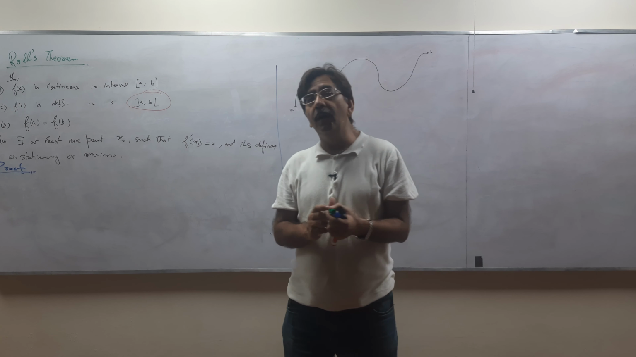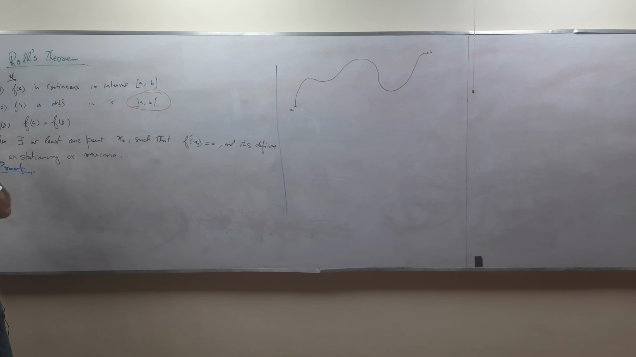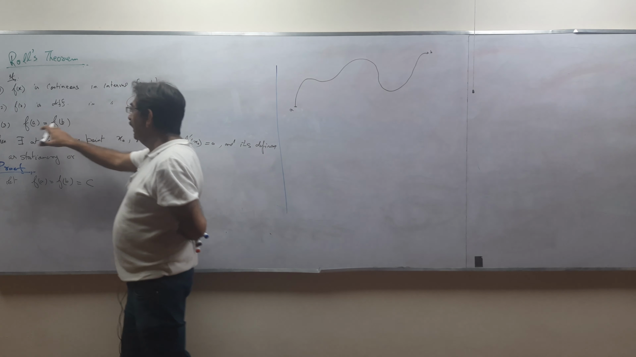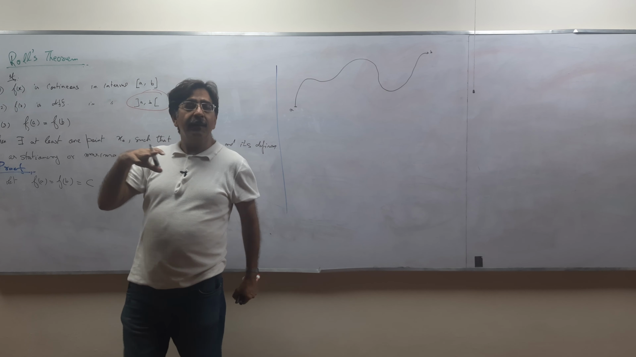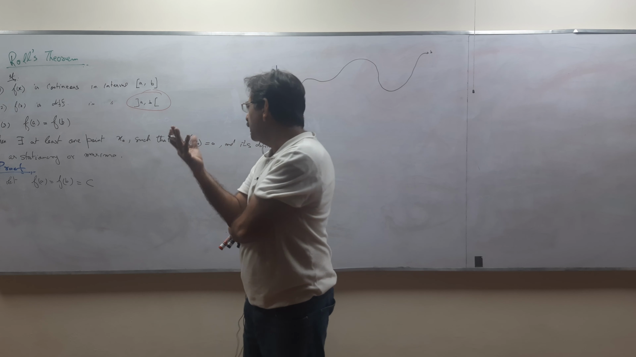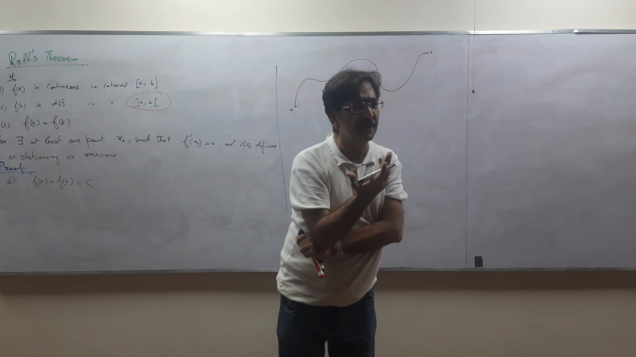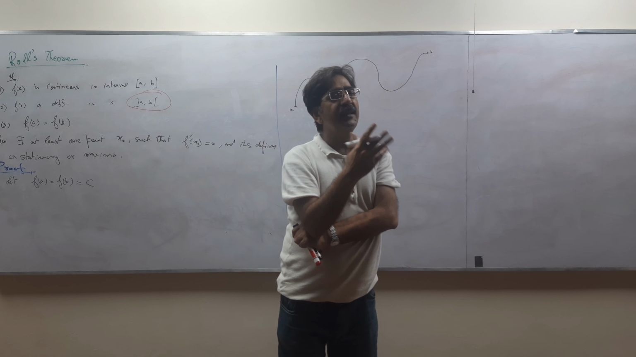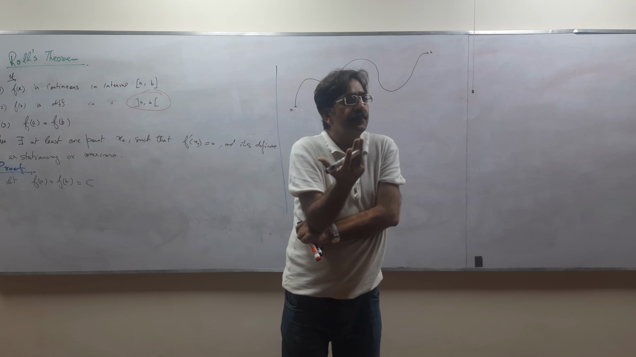So, let, since f(a) and f(b), according to the third condition, f(a) and f(b) have an equal value, both are equal at points A and B. Let's suppose that constant value is c. c means constant, I am taking 3 or 5, it will be equal to some value, right? Okay.